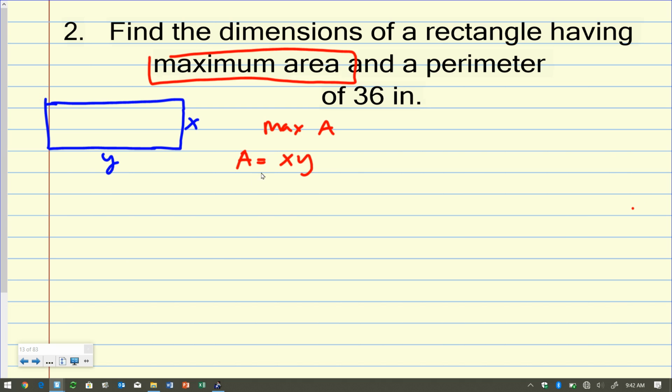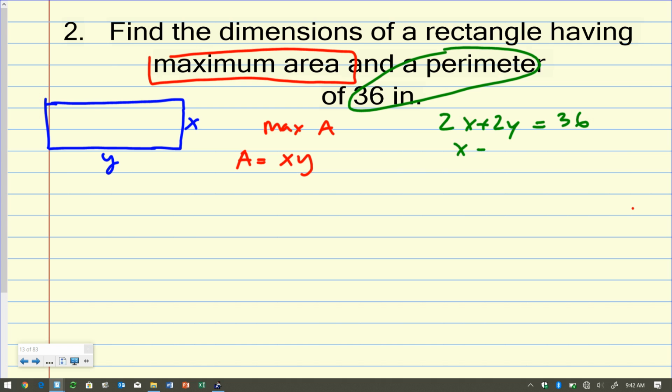XY. Okay, I have two variables. I'd like to change this into one. I go look for a constraint. Here's my constraint here. Can anybody see what that equation is for the constraint? The perimeter is 36. 2 times x plus 2 times y is 36. Okay, what you want to do is solve for x and y here.